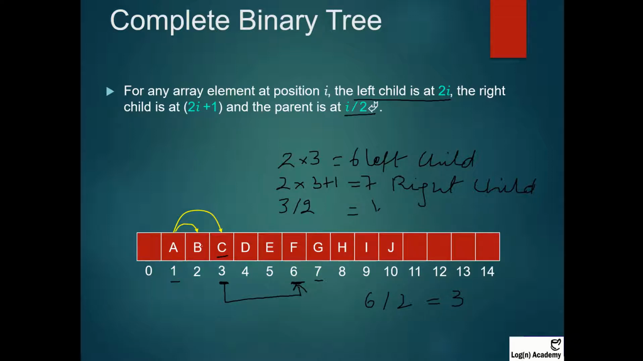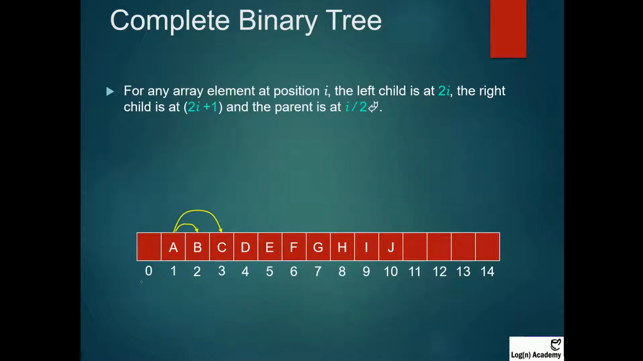Now if I want to use 0, let's suppose I have element A here, here we have B, and here we have C, right? If I want to get the children of A, the formula is 2 into I. So it's equal to 2 into 0, and the answer is 0.